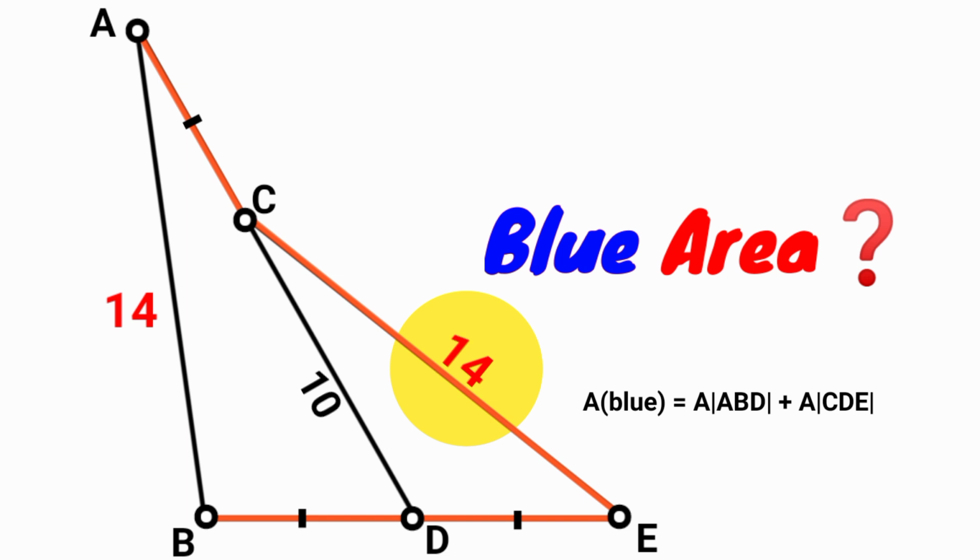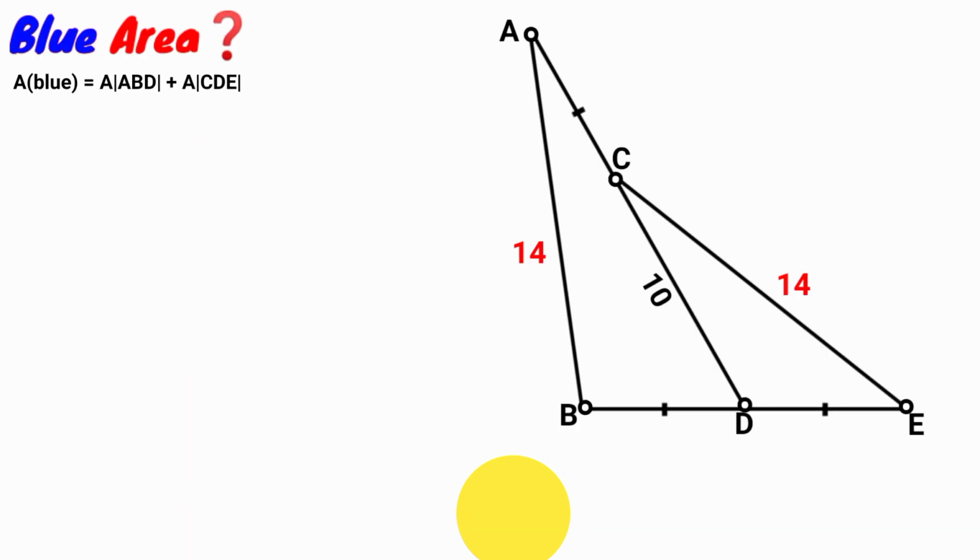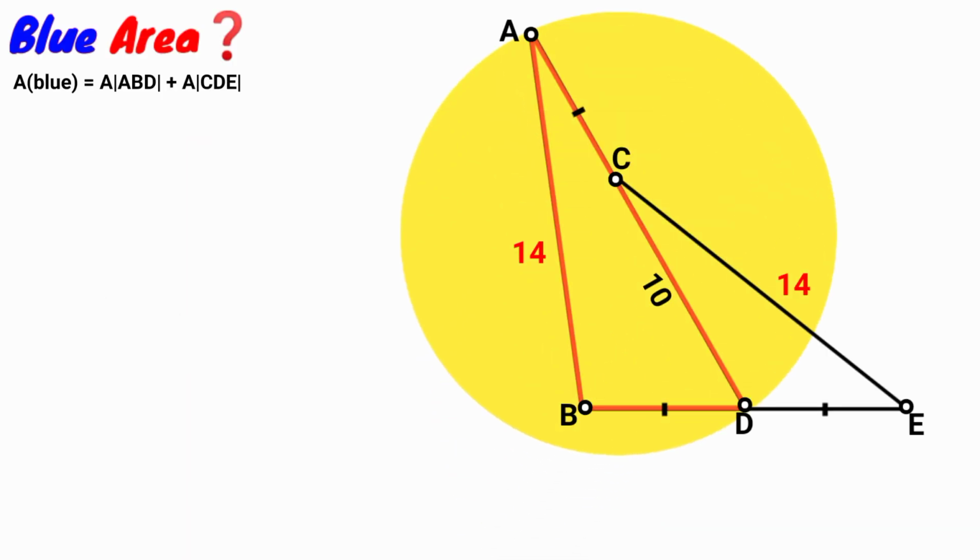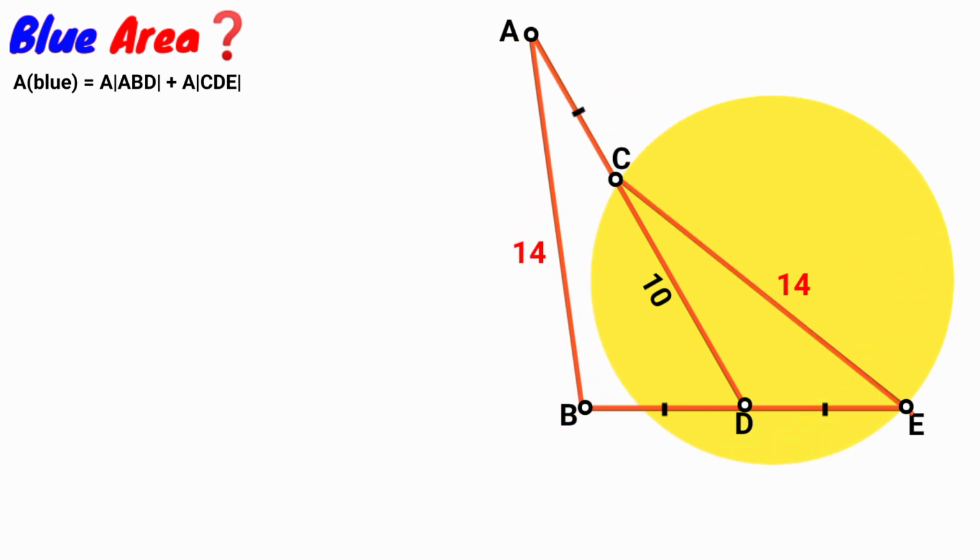We have the length of this side to be 14 units. This side is also 14 units in length. The length of this side is 10 units. If we look at this segment AC, this line BD and this DE, they are congruent. So how can we solve this? How can we calculate the area of this triangle ABD and this triangle CDE?